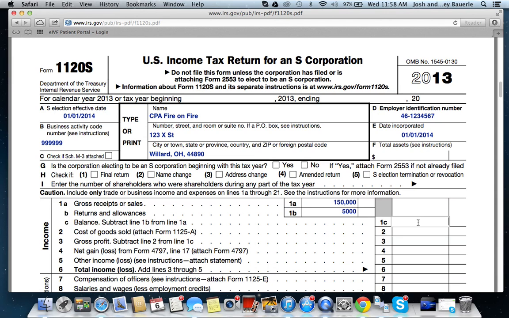And then 1C, the final number here. After you subtract the gross receipts minus the returns, you get 145,000. Okay, so line 2, cost of goods sold.